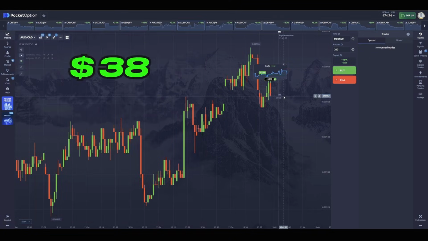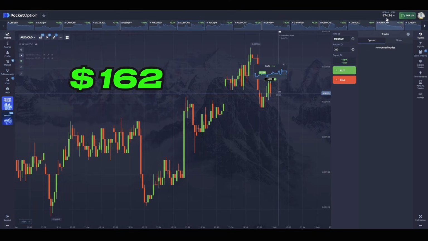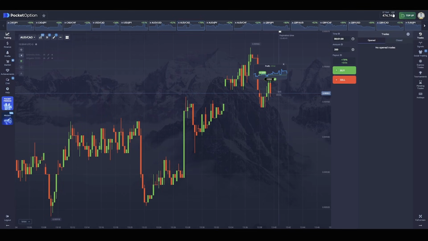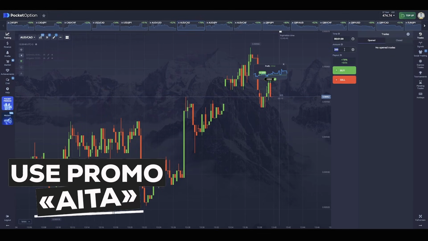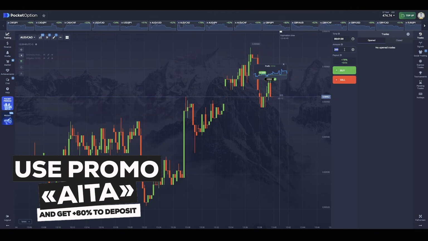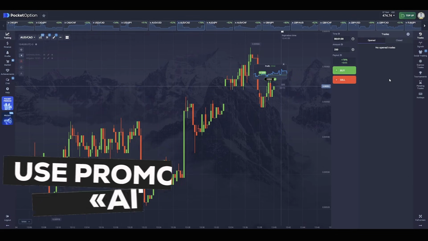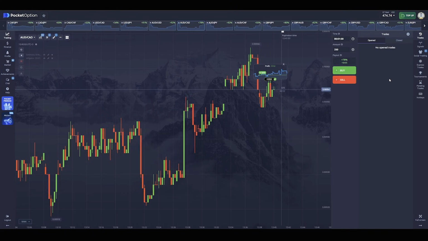And this trade brings me $162. So now I have $474 in my balance. And I started with $220. So right now, if I don't want to risk anything at all, I can open a trade for $250. I still have my initial deposit, and as you can see, that's already a 52% gain, but like I said at the beginning, you can increase that percentage. And at the same time, keep your initial deposit, so you're basically not even risking anything.